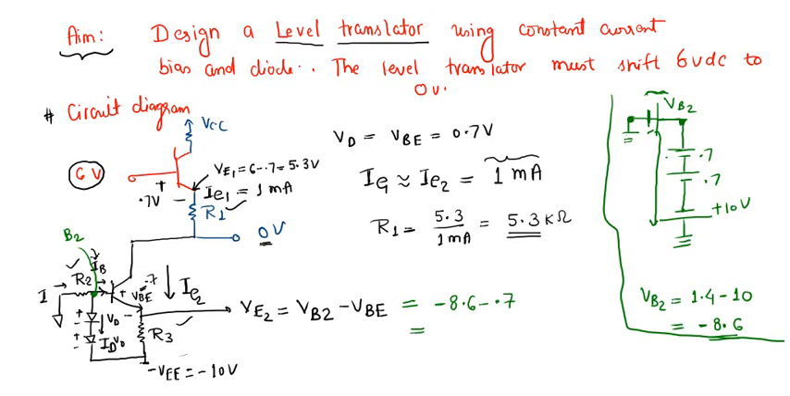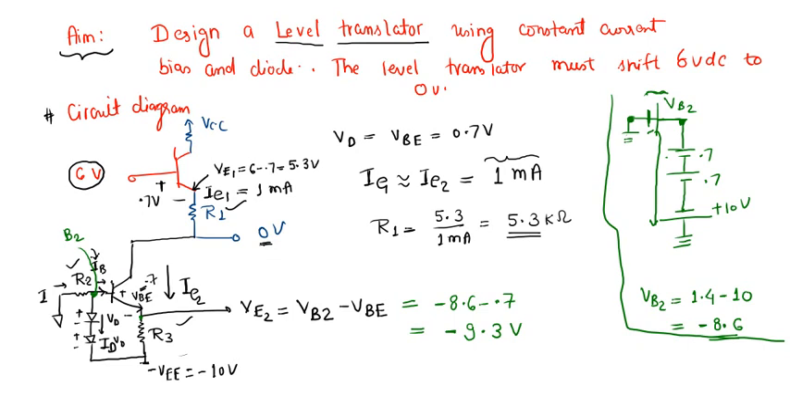VBE is 0.7, so it would turn out that VE2 is minus 9.3, right? Minus 9.3 volts. So here minus 9.3 volt is present, or if you put a voltmeter here, you will see that you have a minus 9.3 volt here. And we want a current of 1 milliampere through this resistor. So it is VE2 and the current is 1 milliampere.